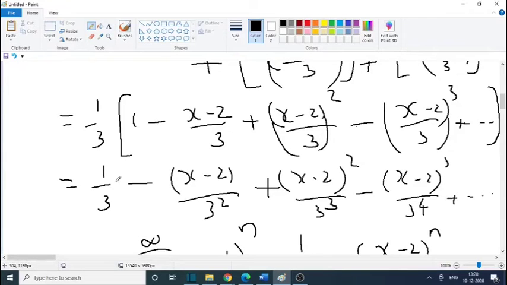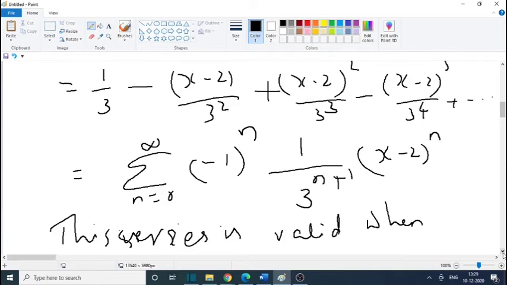Which is equal to 1 by 3 minus (x minus 2) by 3 squared, when we multiplied 3 outside into this, 3 squared, plus (x minus 2) all squared by 3 cubed minus (x minus 2) all cubed by 3 raised to 4 plus etc., which is equal to sigma n equal to 0 to infinity, minus 1 raised to n.